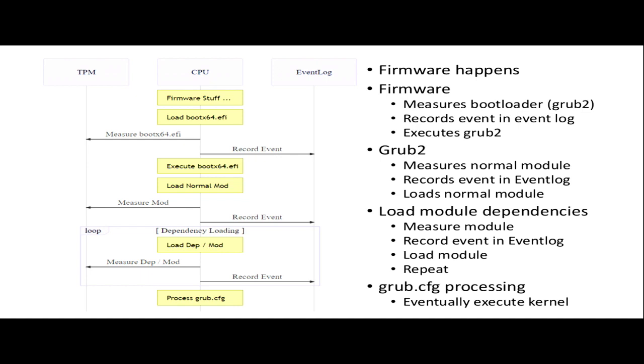And of course, the UEFI will measure this before it executes it. So the measurement goes into the TPM, and it records the event in the event log. And then we see this happen ad nauseum. This is just how the measurement process works. Grub itself comes up, loads the normal module. Then you see all the processing for the dependencies. These end up measured, recorded in the event log. Measured again, recorded in the event log. And that's this loop down here.